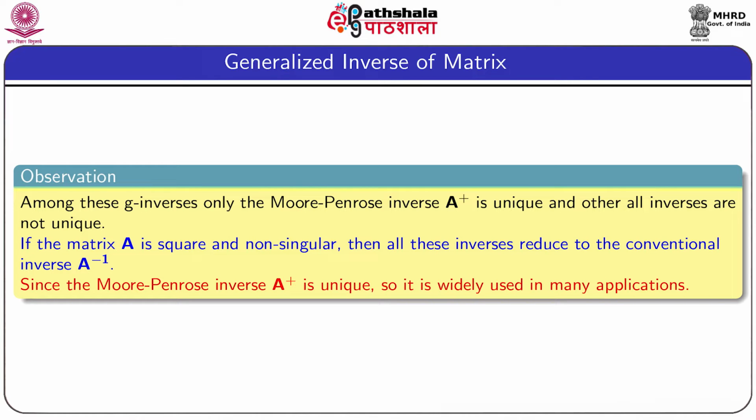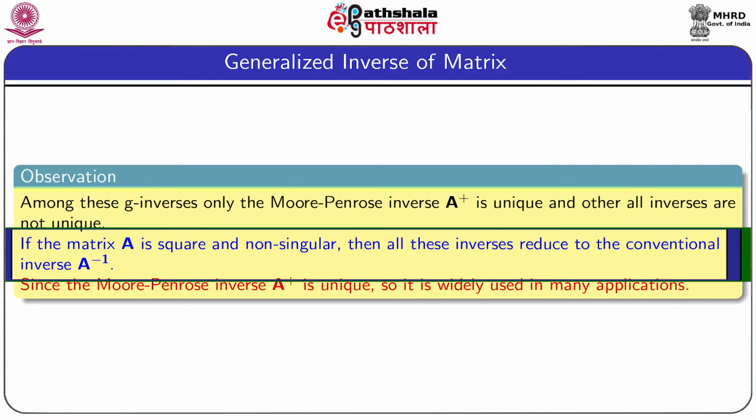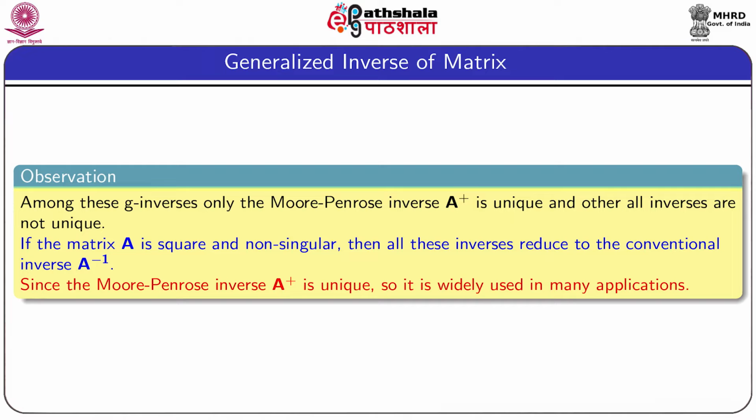Among these G inverses, only the Moore Penrose inverse A plus is unique and all other inverses are not unique. So, the Moore Penrose inverse is important compared to the other generalized inverses. If the matrix A is square and non-singular, then all these inverses reduce to the conventional inverse A power minus 1. Since the Moore Penrose inverse is unique, it is widely used in many applications such as solving a system of linear equations.